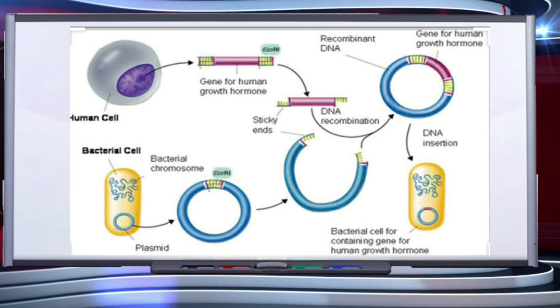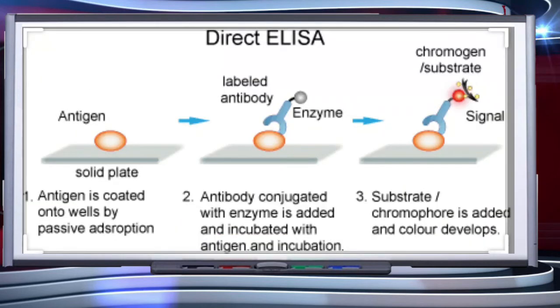The next important application of molecular diagnosis is the ELISA test, that is enzyme linked immunosorbent assay. It is based on the principle of antigen antibody interaction. Infection by a pathogen can be detected by the presence of antigens, which may be protein or glycoprotein, or by detecting the antibodies synthesized against the pathogen.